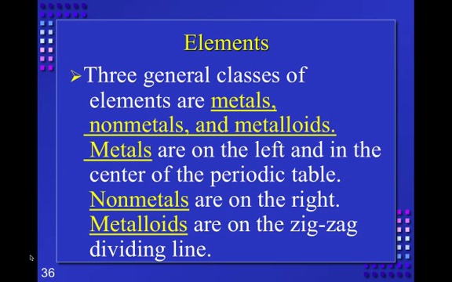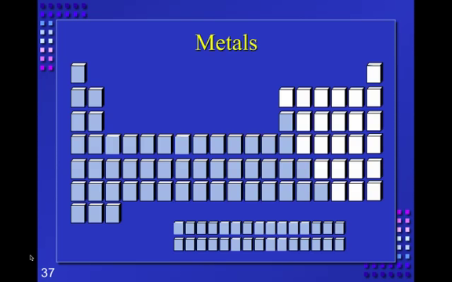There are 3 general classes of elements. This is kind of broad classes. Metals, nonmetals, and metalloids. Metals are on the left and in the center of the periodic table. Nonmetals are on the far right. And metalloids are kind of in the middle. There's an imaginary zigzag line. I actually had you write that on your periodic table. A zigzag line. Anything touching that, or most things touching that with a couple of exceptions, are considered metalloids.